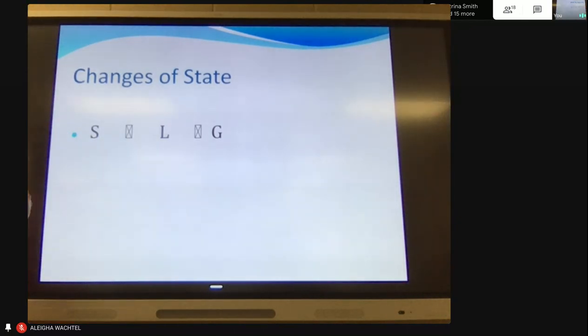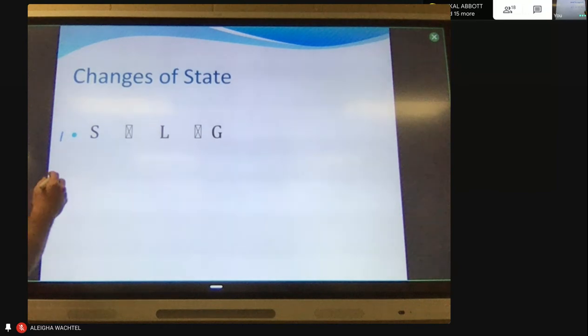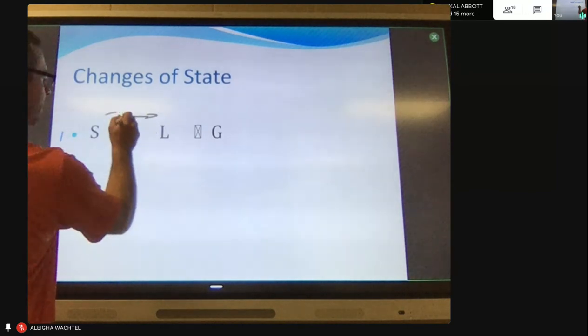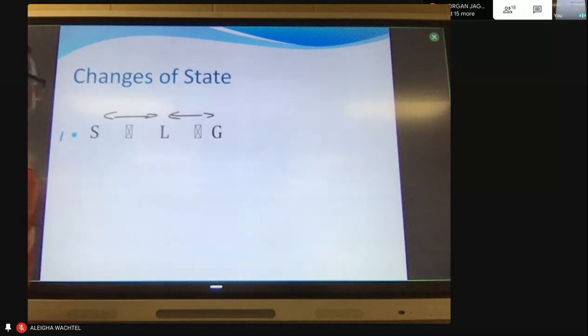So let's see here. Bear with me. Okay, I'm just going to write some arrows there. I don't know why those didn't come off. Didn't like that format. Okay.